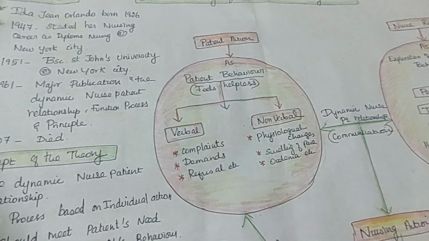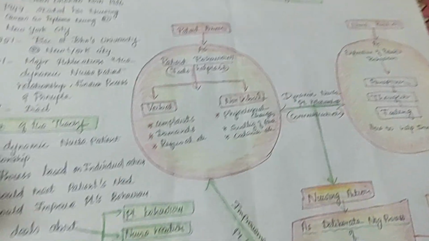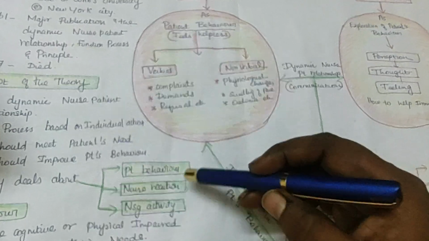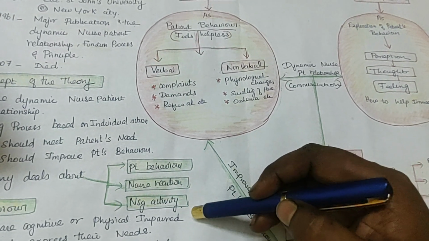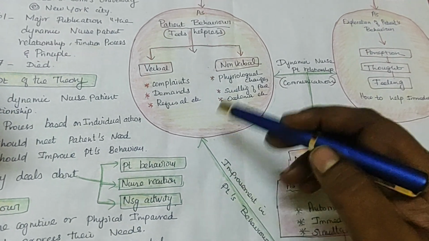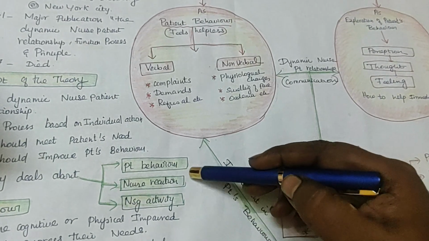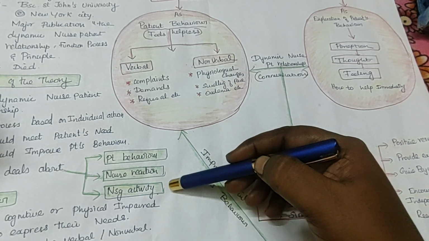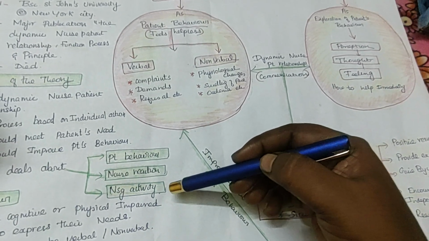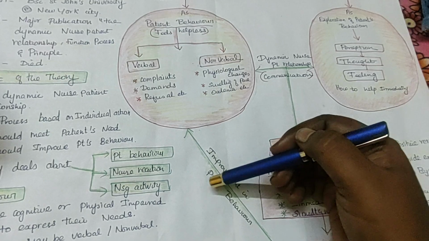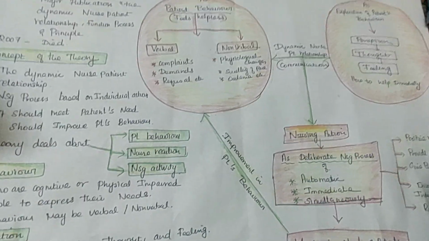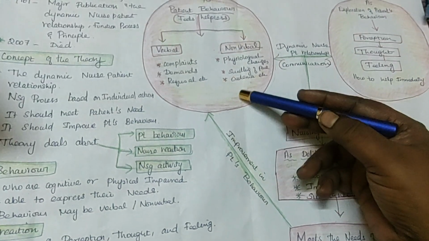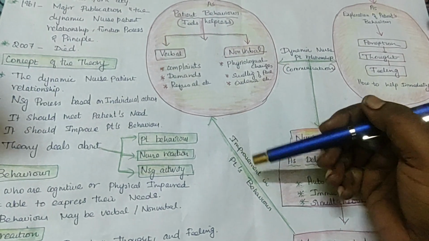So this is Orlando's deliberate nursing process. The key concepts are patient behavior, nurse reaction and nursing activity. Patient behavior is verbal or non-verbal. Nurse reaction is perception, thought and feeling. And nurse activity is automatic, deliberative, interactive and immediate, to help them. The end result should be that the patients feel comfortable and it should be reflected in their behavior. The positive behavior must be seen.